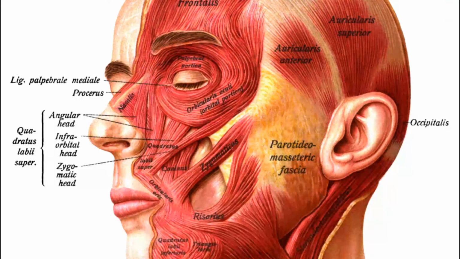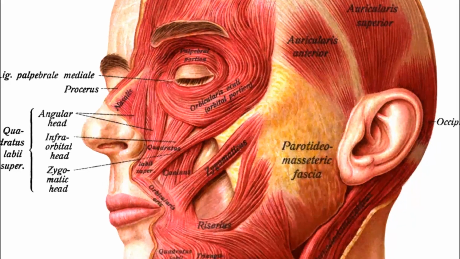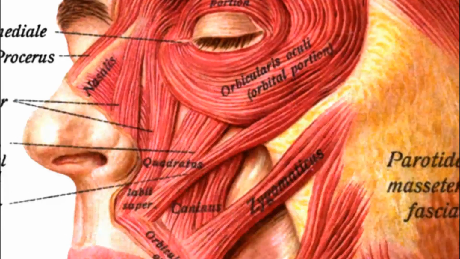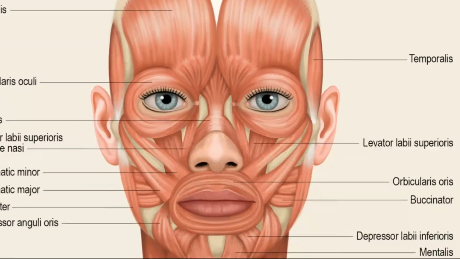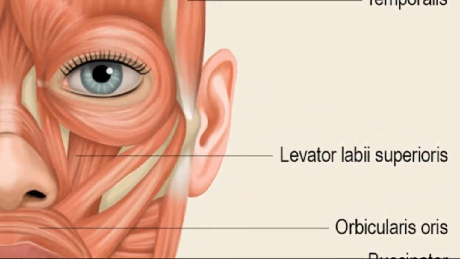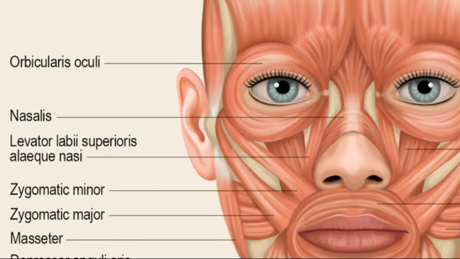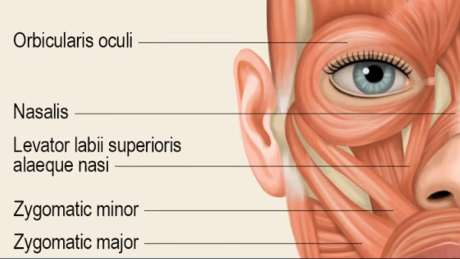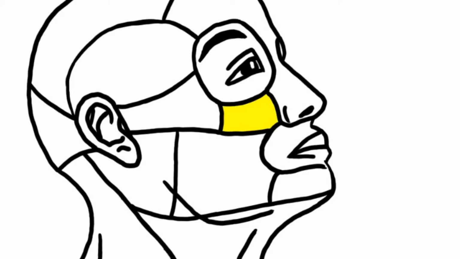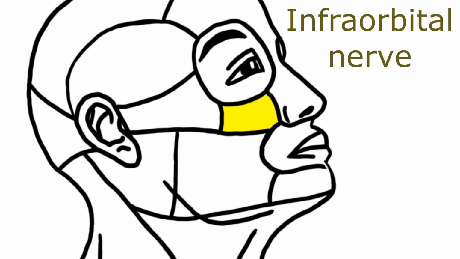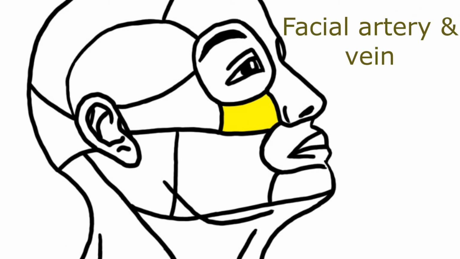Okay, once again, only children love lollipop: orbicularis oculi, and muscle caninus, then levator labii superioris and levator labii superioris alae nasi. Just some nerves and vessels that pass through. You've got the infraorbital nerve in the infraorbital region, and then you've also got the facial artery and vein.